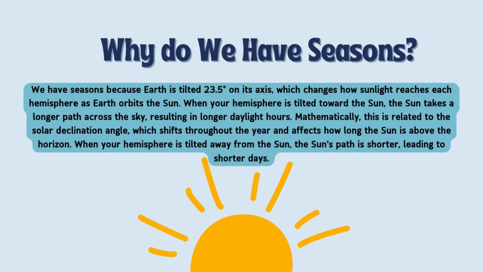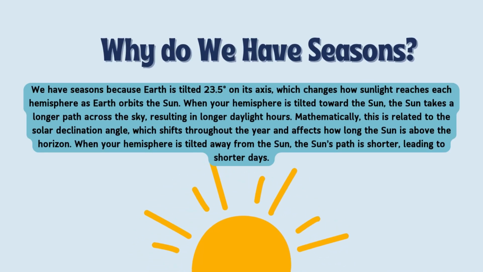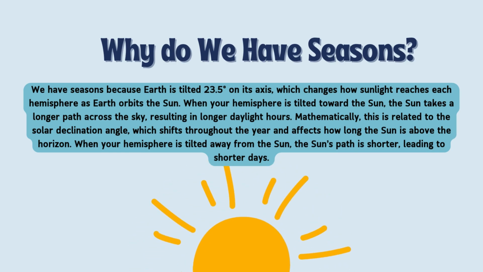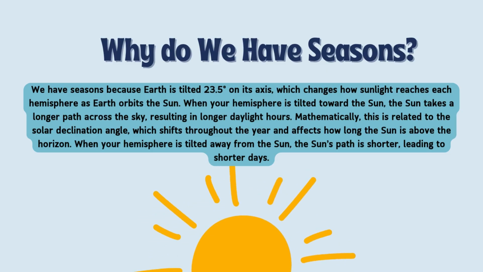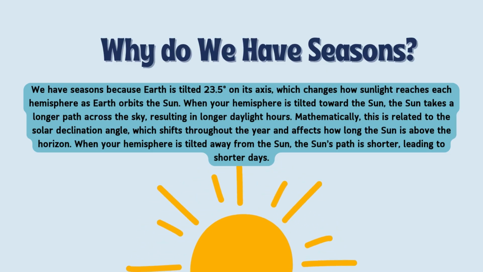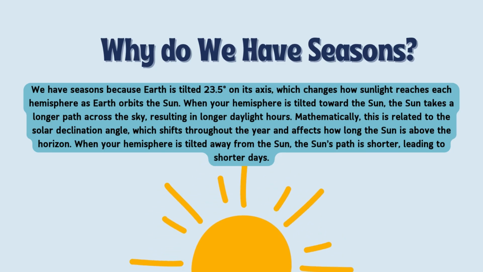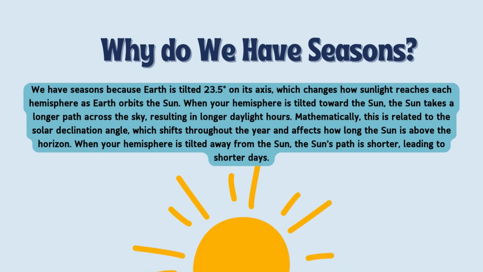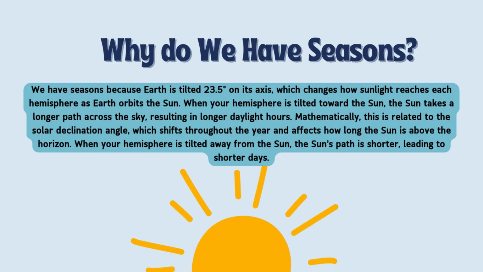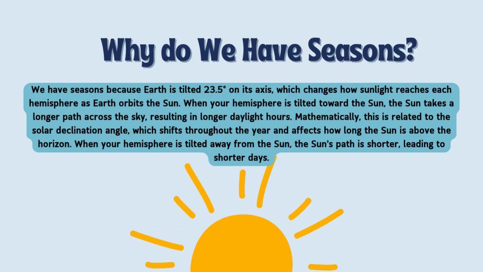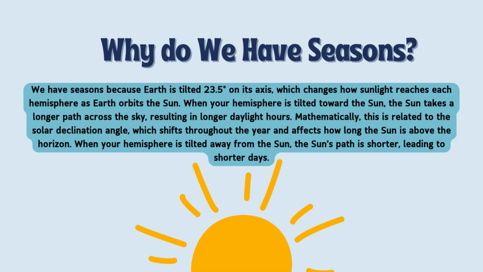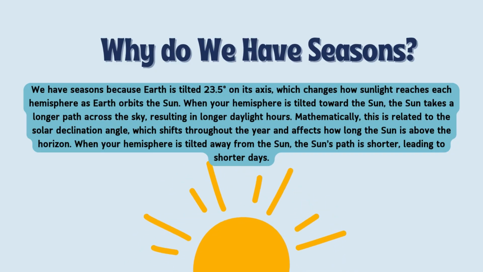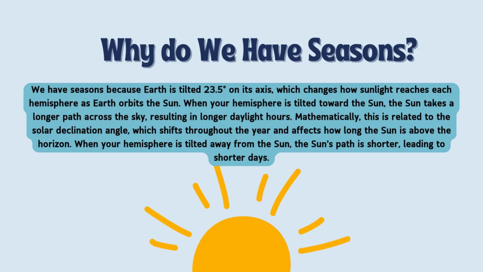Why do we have seasons? We have seasons because the Earth is tilted 23.5 degrees on its axis, which changes how sunlight reaches each hemisphere as Earth orbits the sun. When your hemisphere is tilted towards the sun, the sun takes a longer path across the sky, resulting in longer daylight hours. Mathematically, this is related to the solar declination angle, which shifts throughout the year and affects how long the sun is above the hemisphere. When your hemisphere is tilted away, the sun's path is shorter, leading to shorter days.